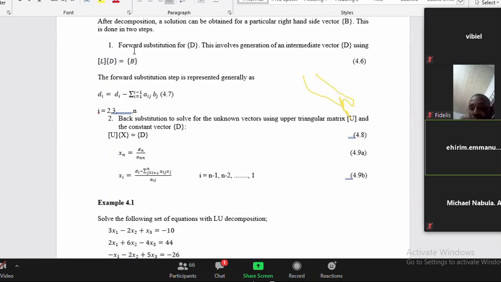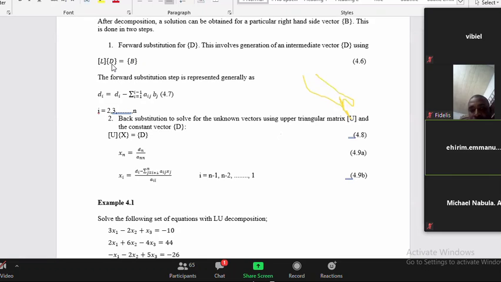So what we do is we will find this intermediary or intermediate vector D. And this intermediate vector D will be exactly the same value of B that we modified when we were doing Gauss elimination. I will show you how that comes into play. All right, so if we put L and D, we'll get B.